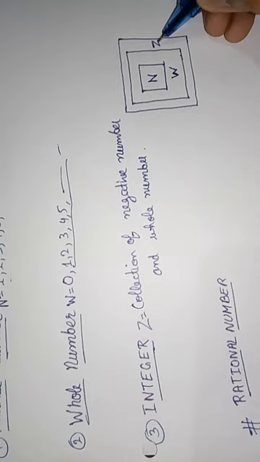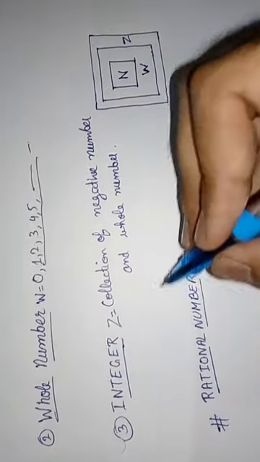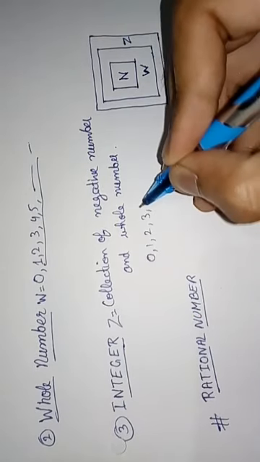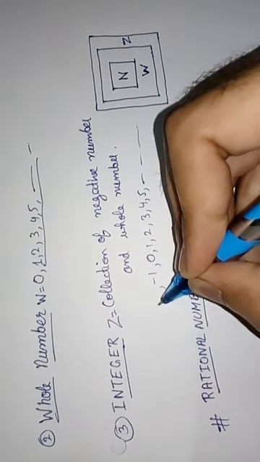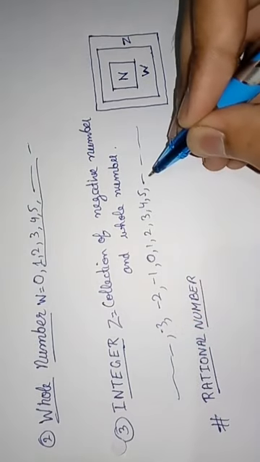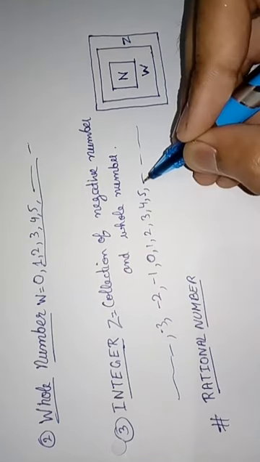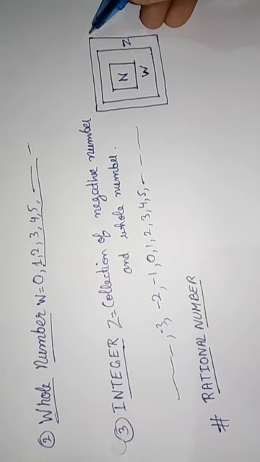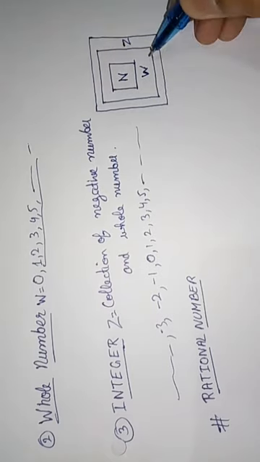Z means integer. Why integer? Because in integers you know that when we write integers, 0, 1, 2, 3, 4, 5 are on the right side and negative numbers on the left side. So it means integers contain natural numbers also, whole numbers also, and negative numbers. So that's why this big square is containing both of these small squares.